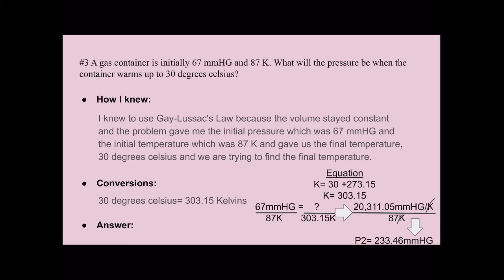After multiplying, I got 20,311.05 millimeters of mercury per kelvins divided by 87 kelvins. The kelvins will cancel out, leaving you with the answer of 233.46 millimeters of mercury.